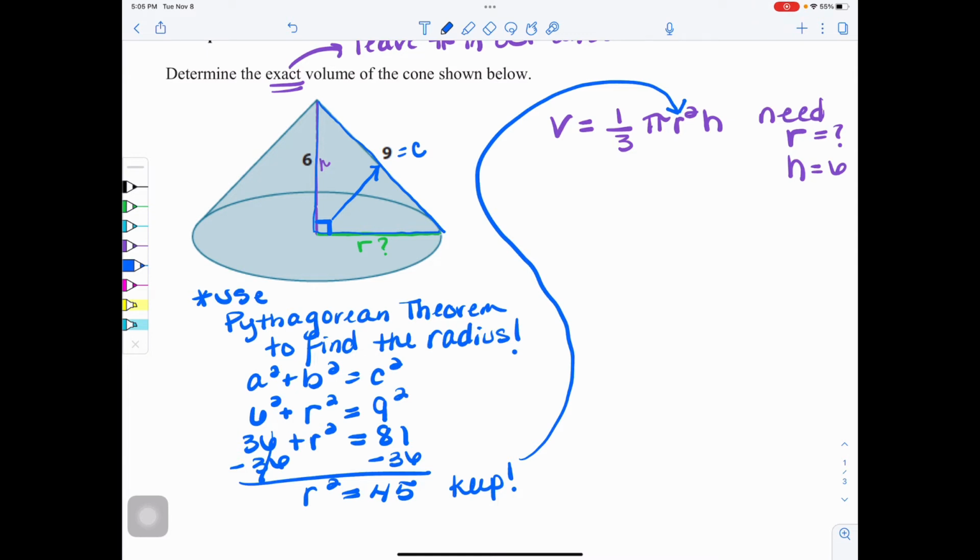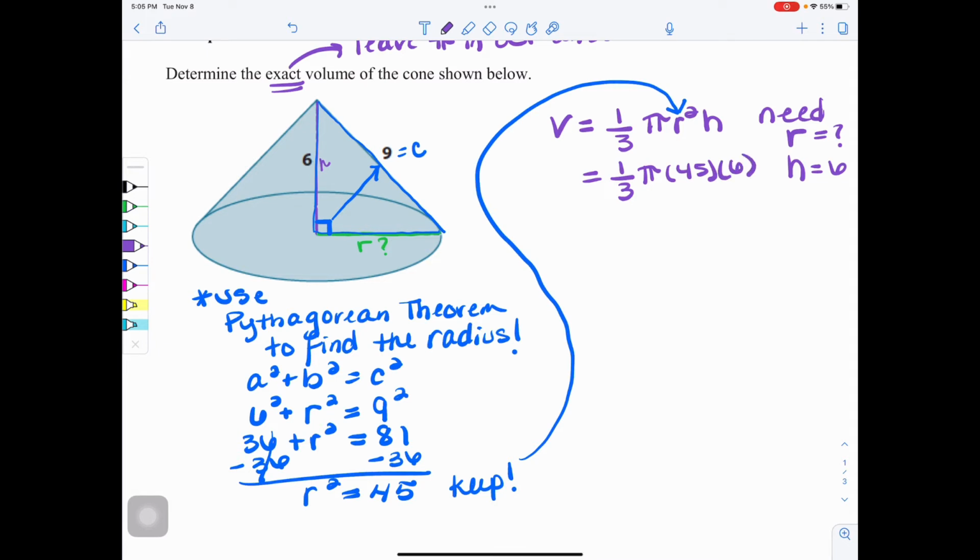So why square root it if I'm going to turn right back around and square it again? Now, I'll show you the other way too in case that's confusing, but I noticed r squared is in the formula, so I'm just going to stop right there, and I know r squared is 45. So now in my formula, I can do 1/3 pi. The whole value for r squared is 45, and the height is 6.